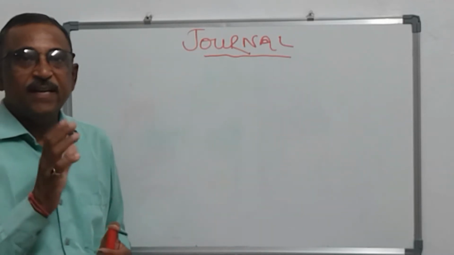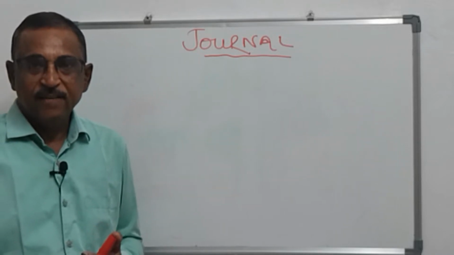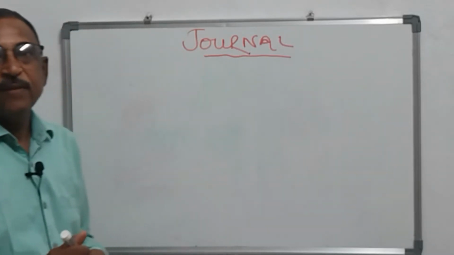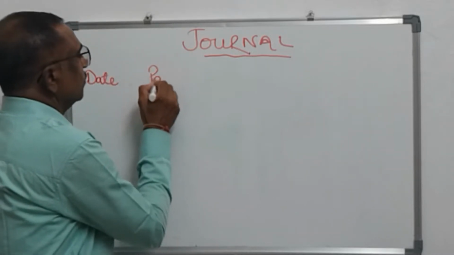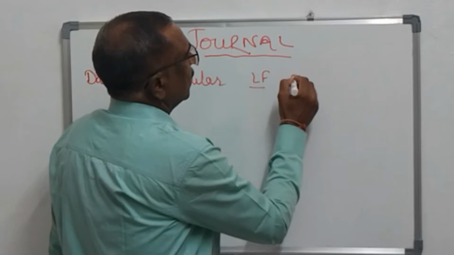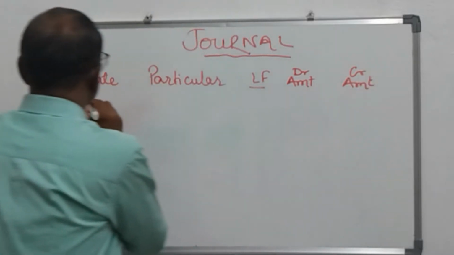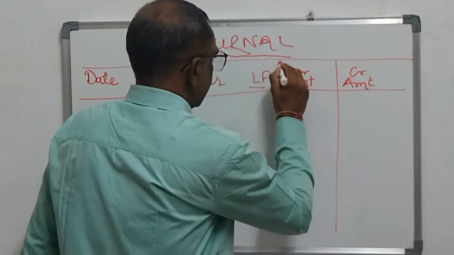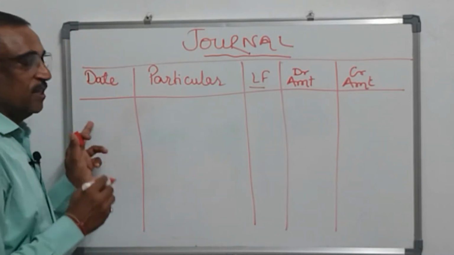Whenever the entries are recorded in the book called journal, it is known as journalizing, or simply we can say passing of journal entries. So we will take up entries, and before that let me draw the format of journal. First is date, after that particulars, after that ledger folio, debit amount, credit amount. Now we will discuss these five parts.